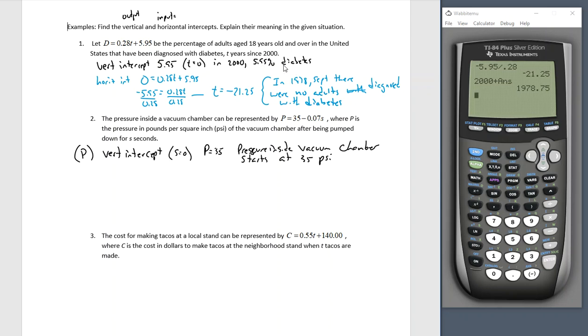Notice each time I put my intercept, I label it. What is it? It's percentage with diabetes. It's psi. It's in a year, right? I transform my T into an actual year. So keep that in mind. Our horizontal intercept will have P equal to 0. So we're finding our S. S's are hard for me. They sometimes look like 5s, but let's give it a shot.